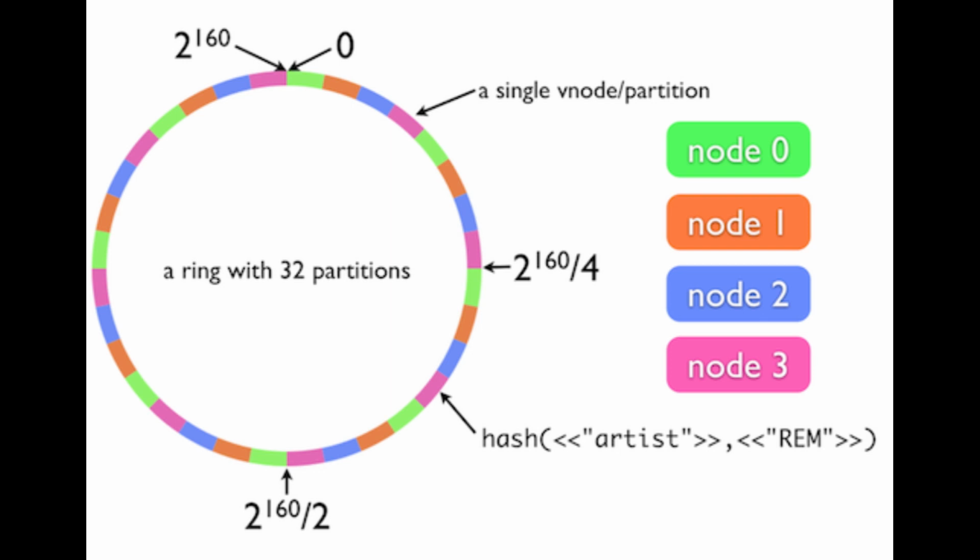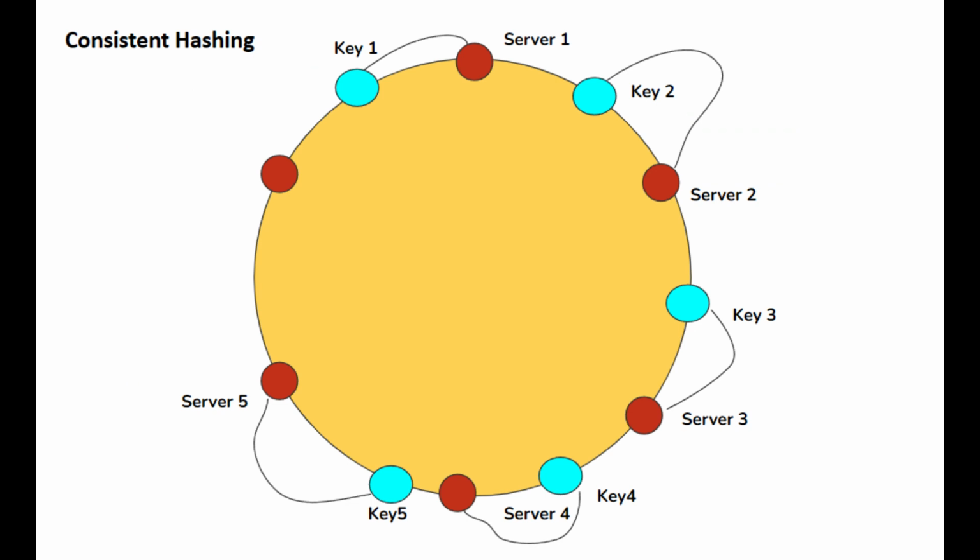Consistent hashing is a technique used in distributed systems to efficiently distribute data or load across a set of nodes or servers. It's particularly useful in scenarios where the number of nodes can change dynamically, such as in web caches, content delivery networks, CDNs, and distributed databases.